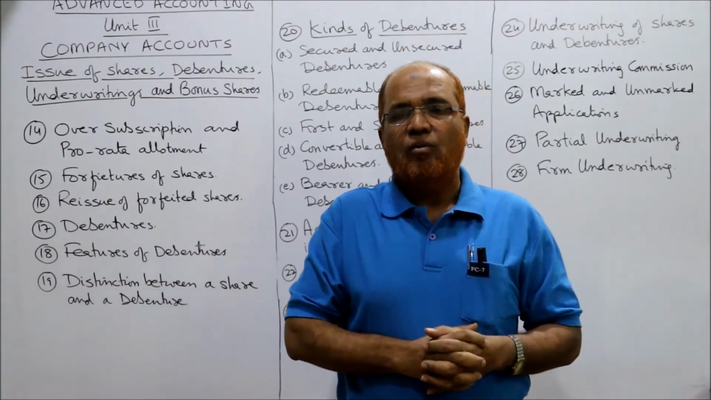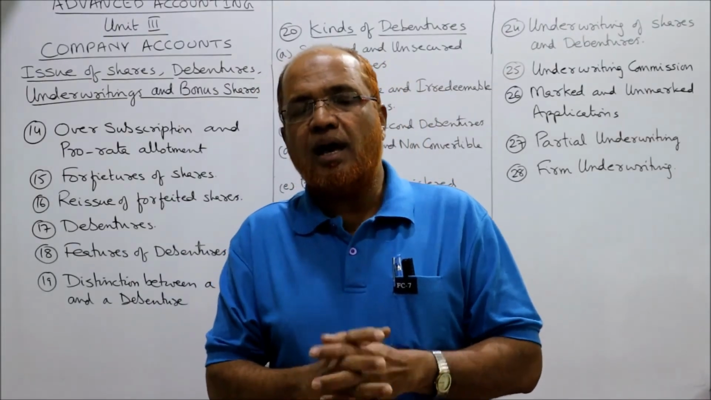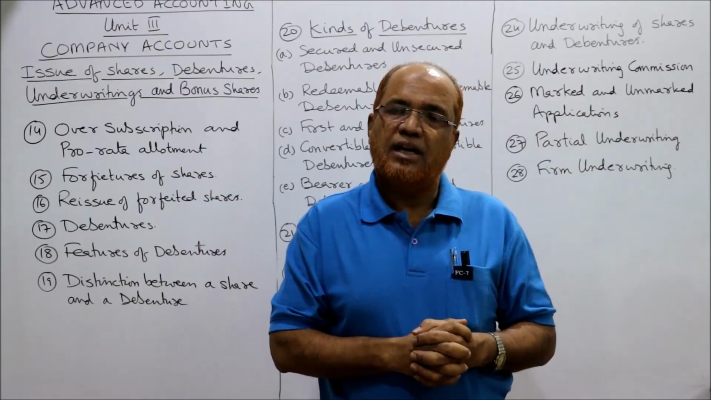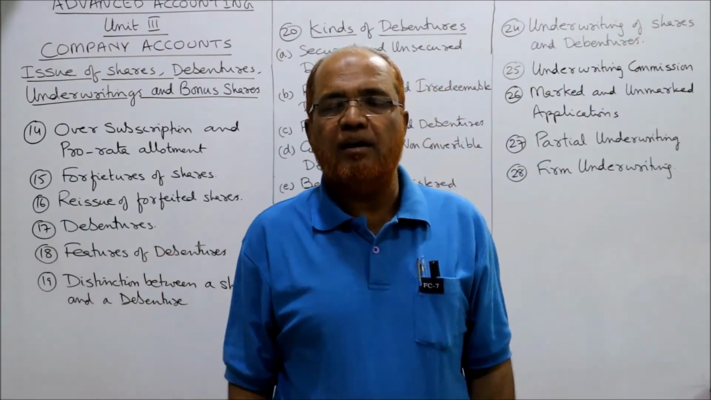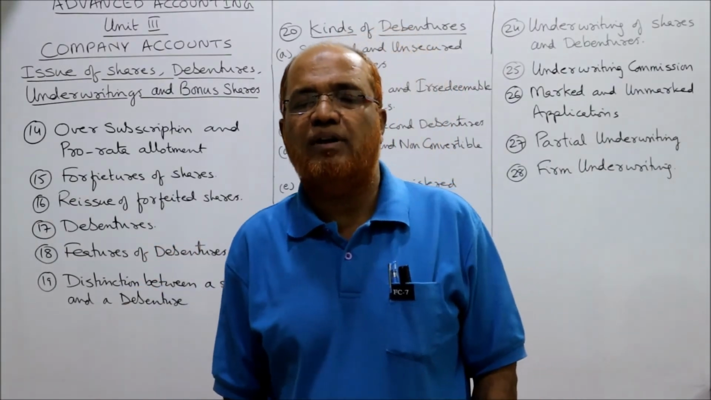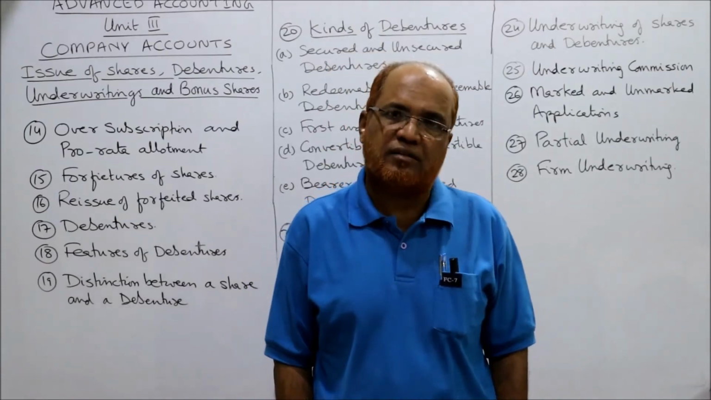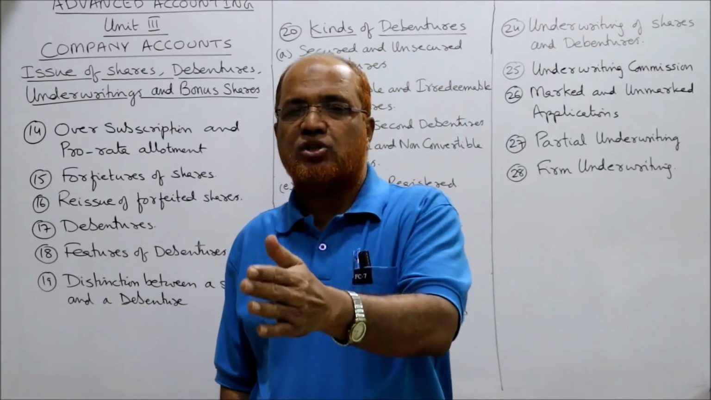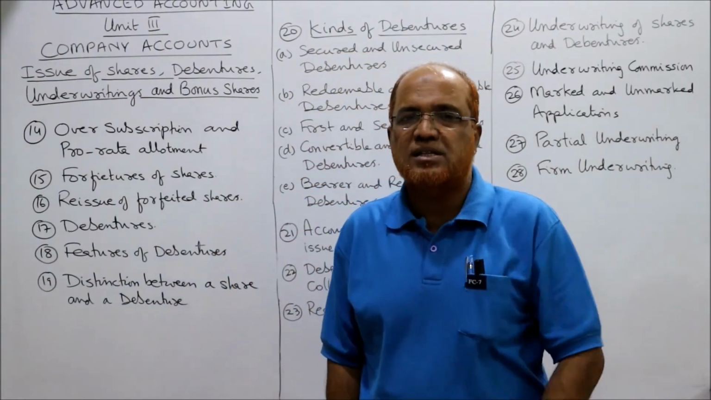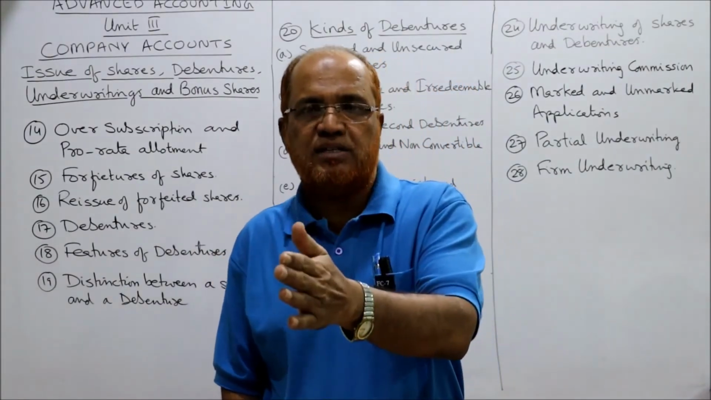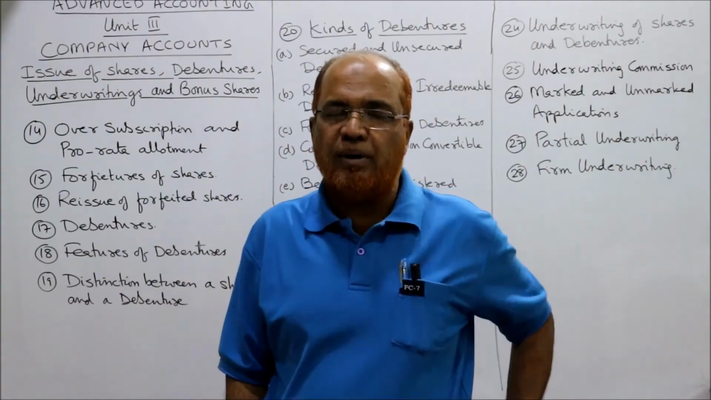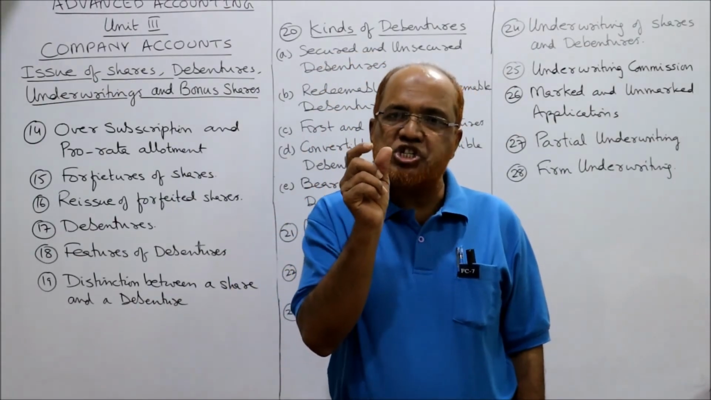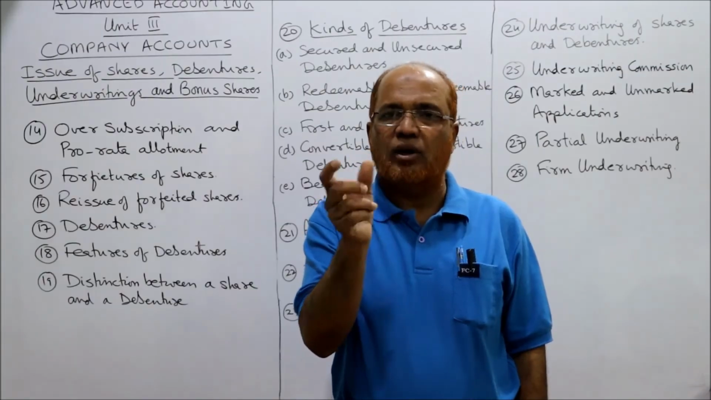Second case, when the debentures are issued and the amount is received in periodical installments. In that case, the same entries will be passed as we have done in case of issue of shares. In issue of shares, we had application money, allotment money, first call, final call. For debentures also: debenture application, debenture allotment, debenture first call, debenture final call. The only difference is we should not write share. Instead of share, we'll write debenture.